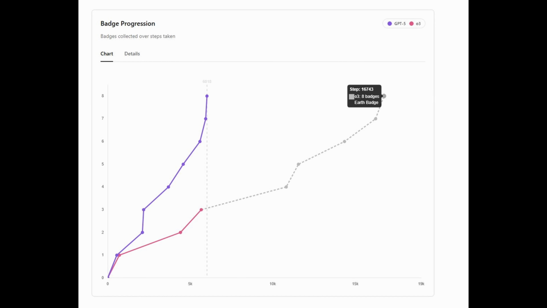So now let's look at this example of Pokemon. We have the O3 model taking literally 3 times longer to beat Pokemon than GPT-5. If that isn't a sign of 3 times more intelligence, I don't know what it is, because these models are not trained on Pokemon. They're just put in this environment and they have to figure it out on themselves.